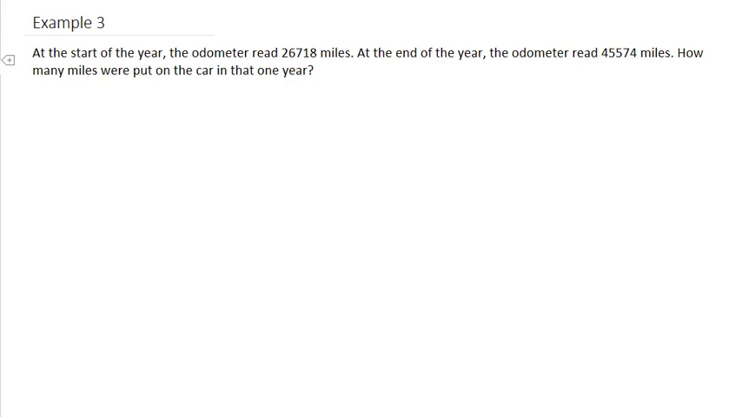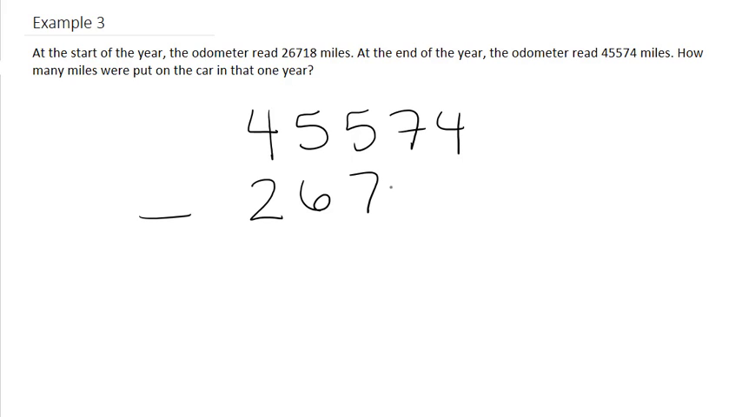Example 3. At the start of the year, the odometer read 26,718 miles. And then at the end of the year, the odometer read 45,574 miles. So how many miles were put on the car in that 1 year? So we have 45,574, and then we're going to go ahead and subtract 26,718.